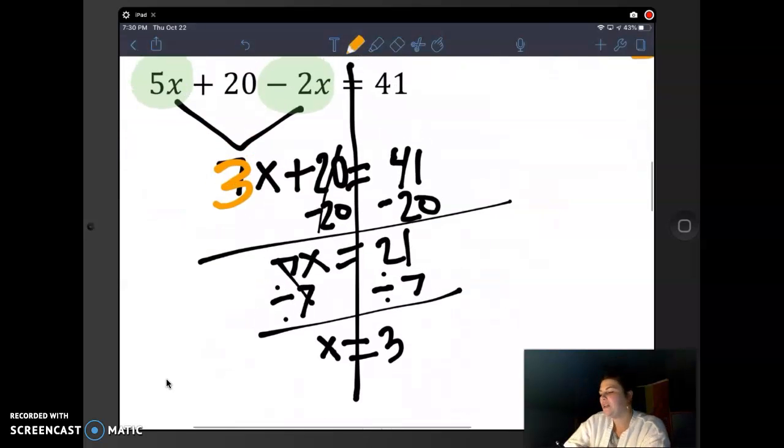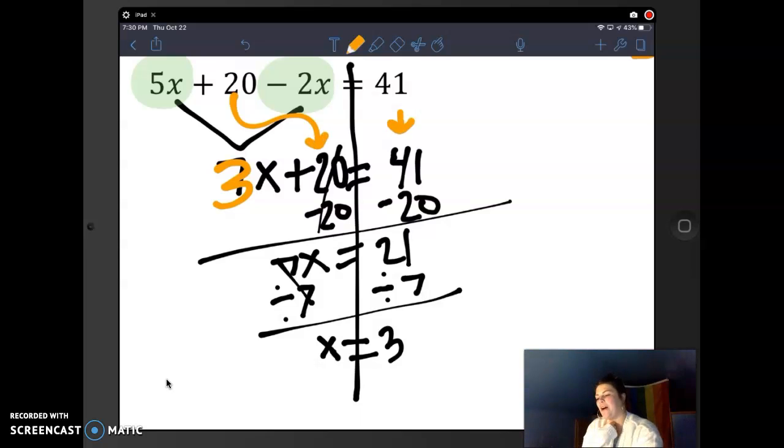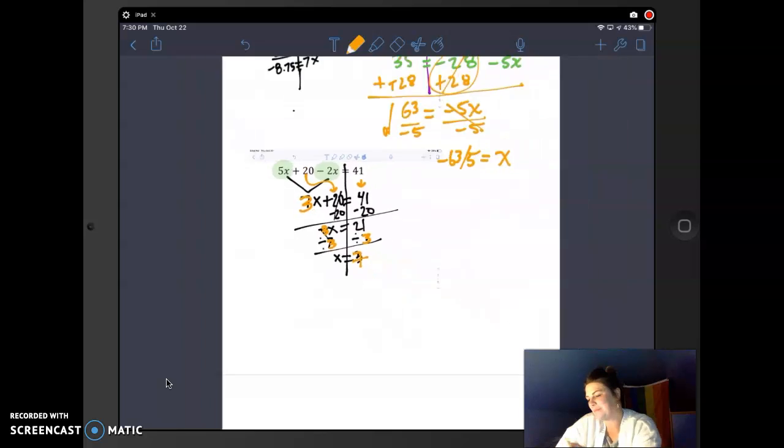Okay, so then great job. You brought down the 20, you brought down the 41. Good for you. Now it's a two-step. You're showing you understand two steps. That's wonderful. You're going to divide 21 by 3, though, because now we know it's a 3 and not a 7, and you're going to get x equals 7.